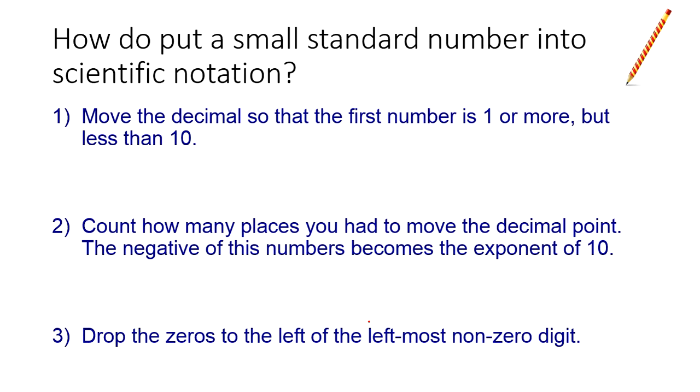Now, what about putting really small numbers into scientific notation? So we're going to have to move the decimal so that the first number is 1 or more, but less than 10. So kind of the same thing. We're going to count how many places it takes me to move the decimal point. Now, since we're making a small number big, like 0.000005, and we're going to make it 5, we're going to have negative numbers for the exponent of my 10, because the negative tells me that instead of moving to the right, we're actually going to move to the left. Alright?